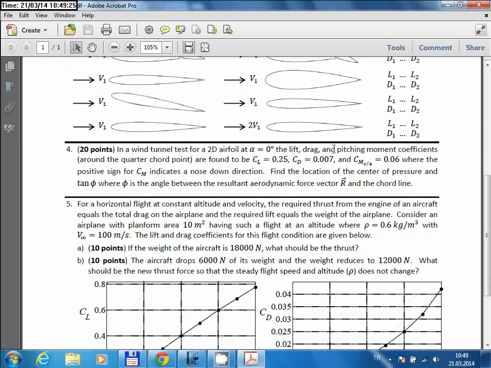Okay, so you're talking about this question, right? Question 4. Let me read the question. In a wind tunnel test for a two-dimensional airfoil at alpha equal to 0 degrees, the lift, drag, and pitching moment coefficients around the quarter-chord point are found to be these values, where the positive sign for the pitching moment coefficient indicates a nose-down direction. Find the location of the center of pressure and tangent of phi, where phi is the angle between the resultant aerodynamic force and the chord line. Do you want me to solve this question? Yes.